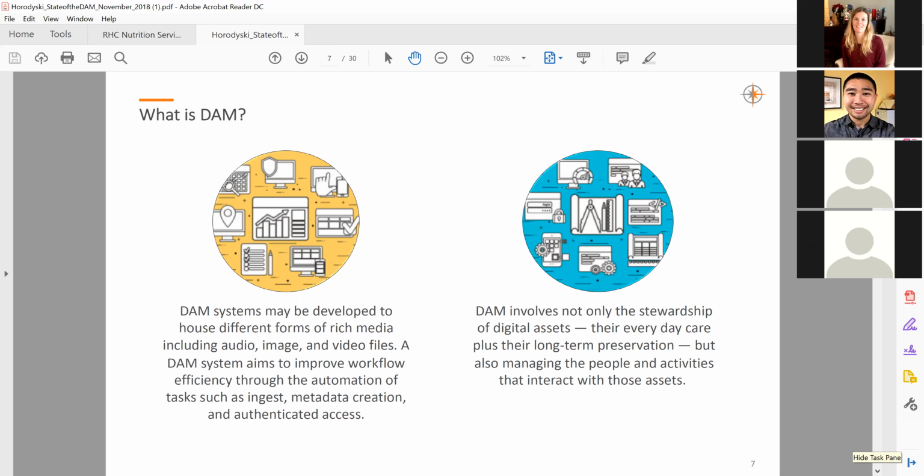So DAM not only involves the stewardship of digital assets or content, that is their everyday care and feeding, plus their long-term preservation, but also managing the people and activities that interact with those assets, from IT staff to all users, past and present, keeping a record of what's happened to those assets and how they will be used for future use. In addition, DAM does consider such things as long-term preservation, in the sense of keeping assets, sometimes for archival purposes beyond the immediate use of what an organization may be looking for.